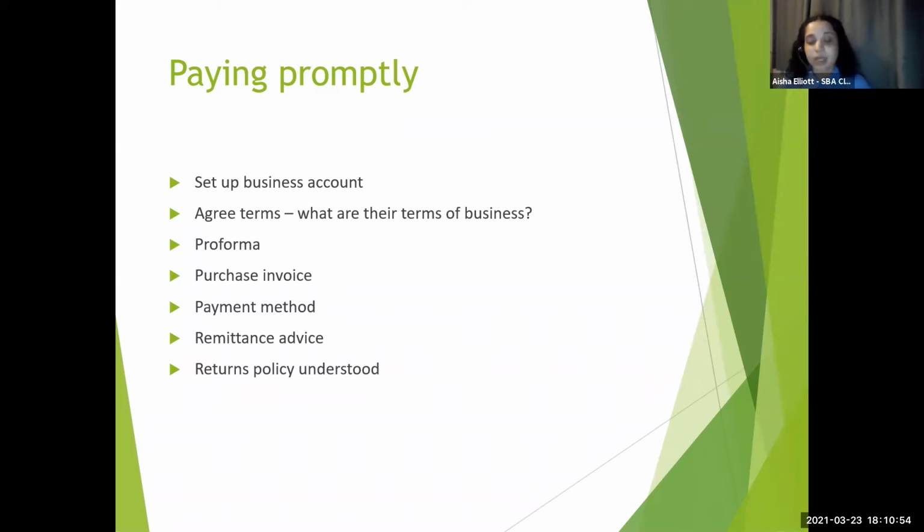And finally, it's really important to ensure that you have understood the returns policy in full, so it avoids any issues moving forward.